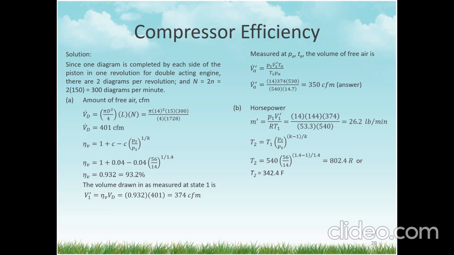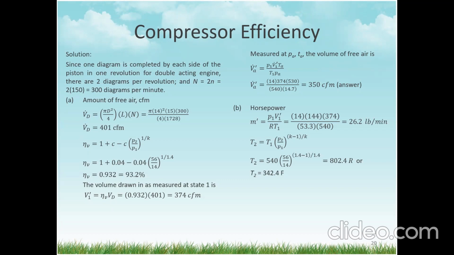So N sub V is equal to 1 plus C minus C times P sub 2 over P sub 1 to the 1 over K, or 1 plus 0.04 minus 0.04 times 56 over 14 to the 1 over 1.4. So N sub V is equal to 0.932 or 93.2%. So now the volume drawn in as measured at state 1 is V sub 1 prime is N sub V sub D is 0.932 times 401 is 374 CFM. Okay? The state 1. This is yung condition ng P1, V1.